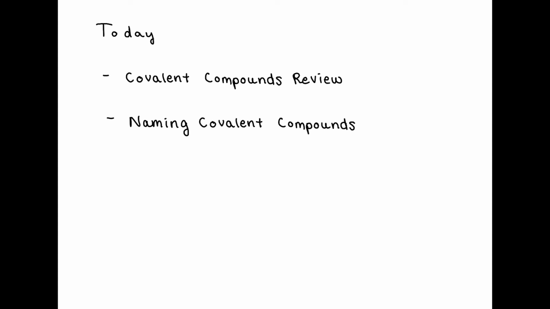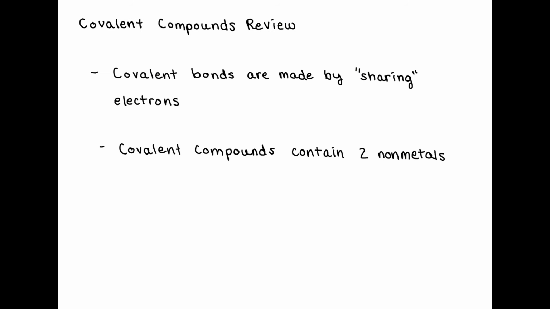Covalent compounds are compounds that are bound by sharing of electrons between two atoms. And today we're going to talk about how we name these compounds. If you're a little bit confused about what covalent compounds are, I have a separate video for that I would recommend checking out. I'll link it above.